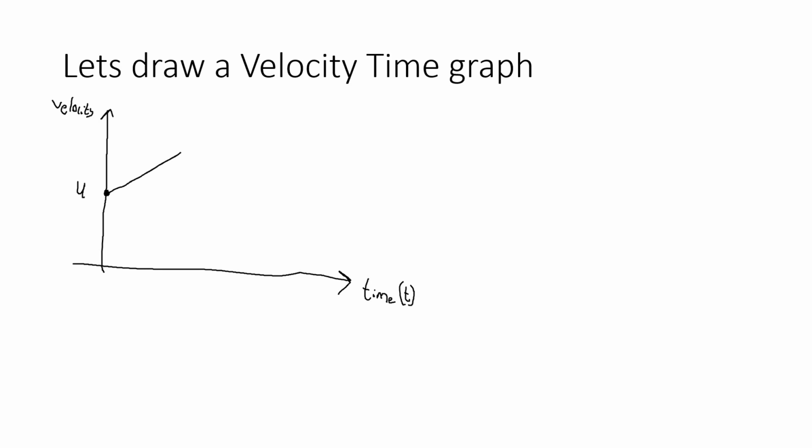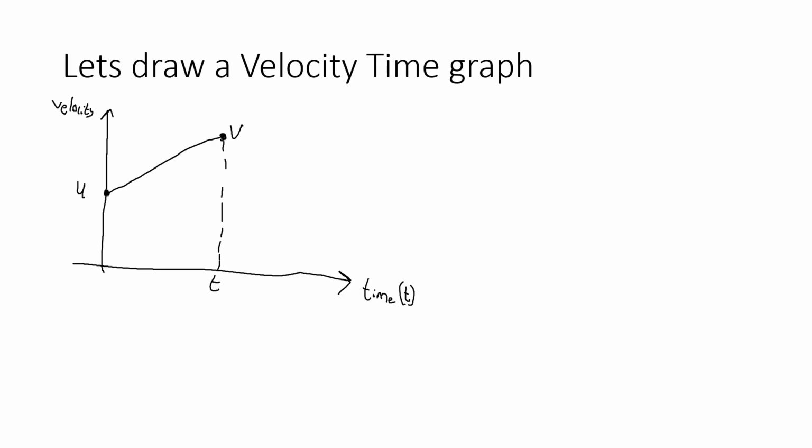First, let's draw a velocity time graph. A velocity time graph looks something like this, right? Where this is velocity, this is time, t. We start at initial velocity, u. We go up, and after t amount of seconds, we have velocity v.